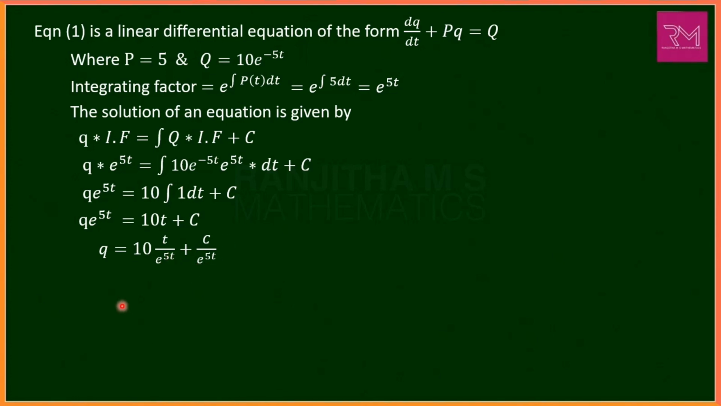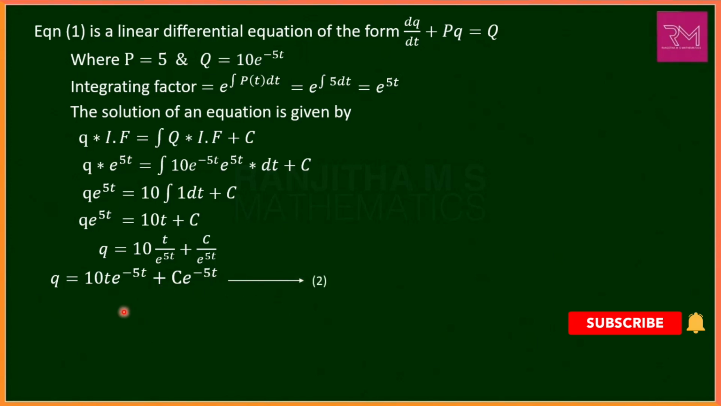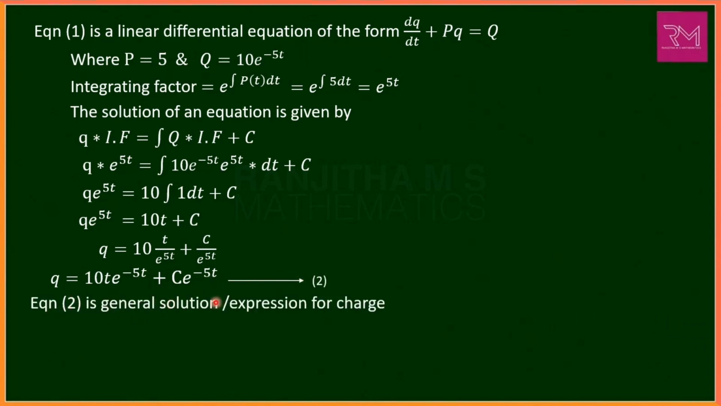Take this value to the numerator. We get q is equal to 10 into t into exponential power minus 5t plus c into exponential power minus 5t. Call this equation number 2. So this is a general solution, or an expression, for charge. Here we get a value of q.